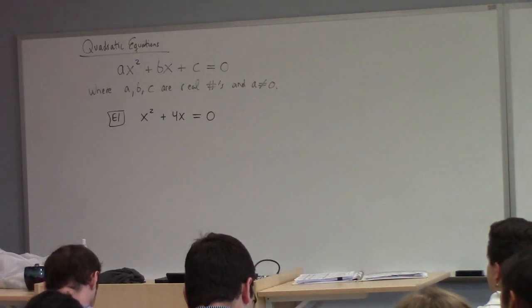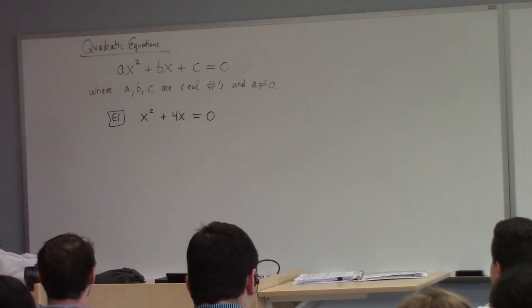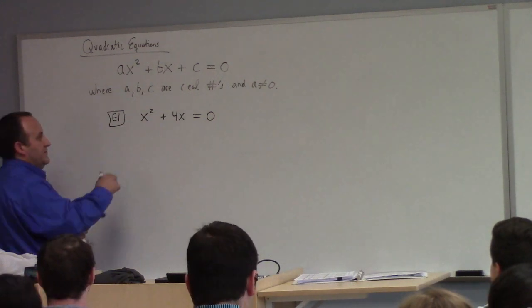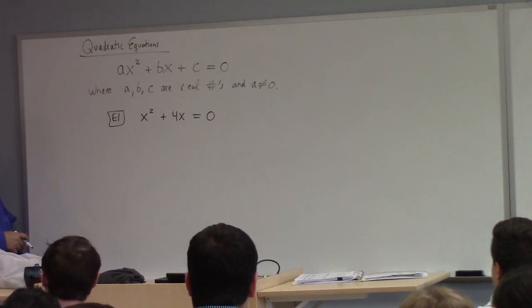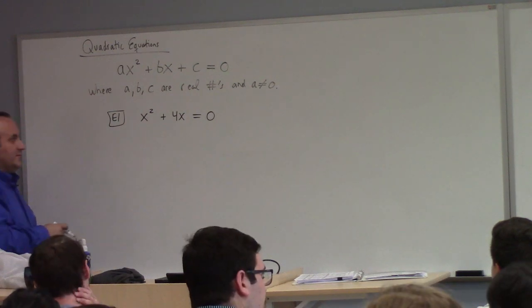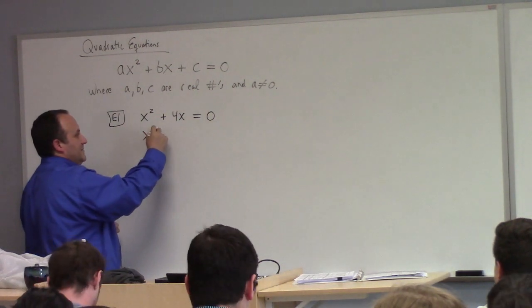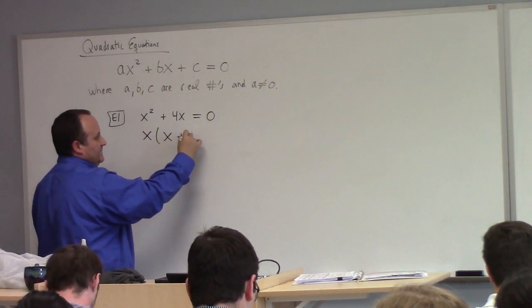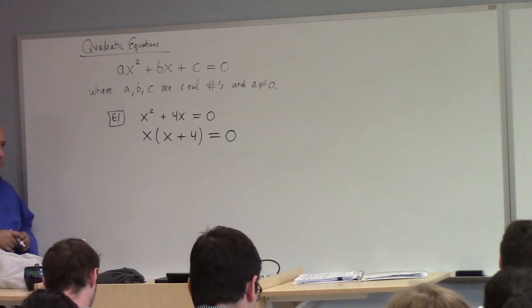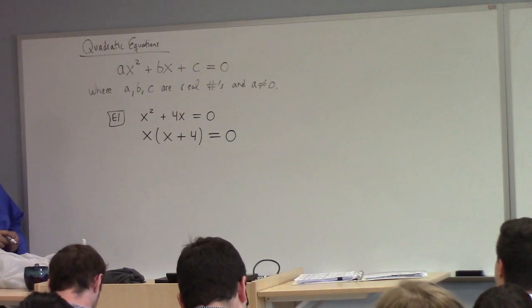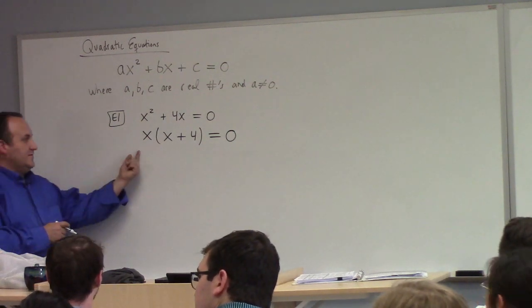I can do this thing called factoring. Do you guys remember factoring? Can we factor anything out of this one? Factor a what? An x. So x times (x plus 4). You got a good marker? Okay, good. So x times (x plus 4) equals 0.